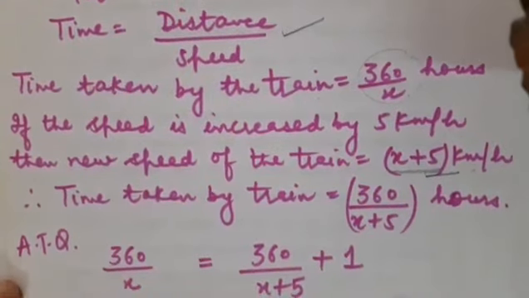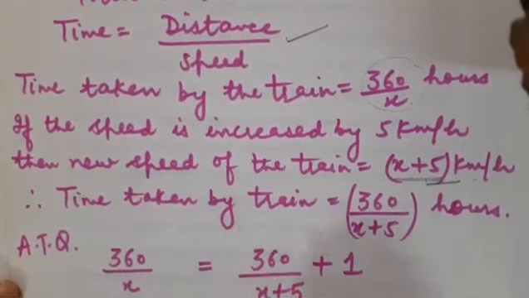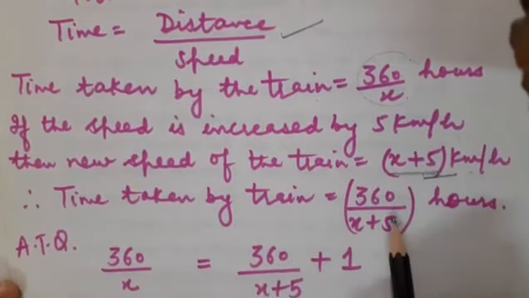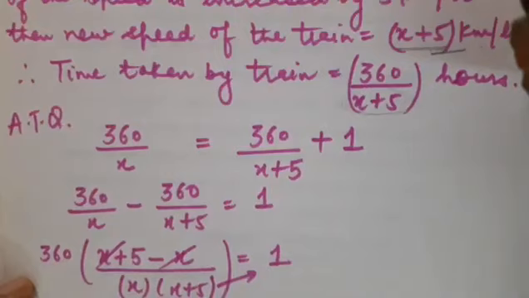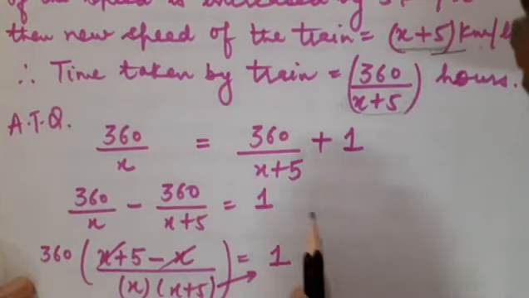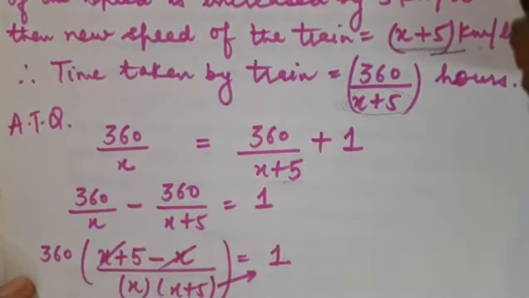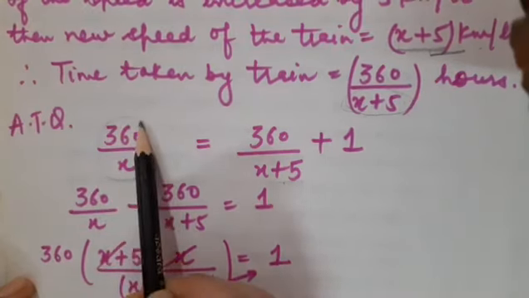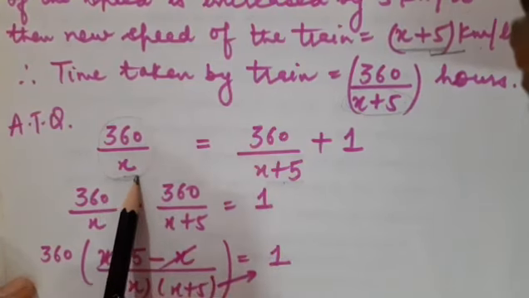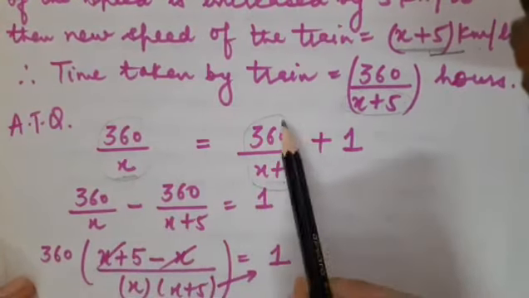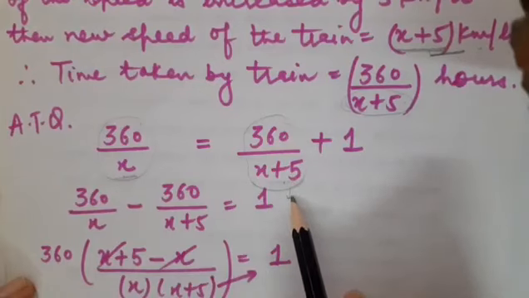Let us discuss the time in case 2. Time taken by the train is equal to distance upon speed. Now the speed has been increased by 5 km per hour, so it would be 360 upon x plus 5 hours. Now children, according to the question, what is said? As the speed was increased by 5 km per hour, then 1 hour less was taken by the train to complete its journey. Fine. So this is the time in case 1 when the speed was the usual speed, that was x km per hour. This is the time when the speed was increased by 5 km per hour.